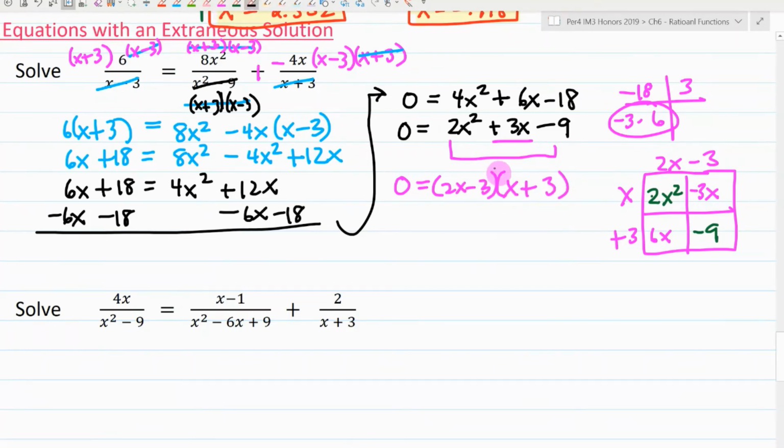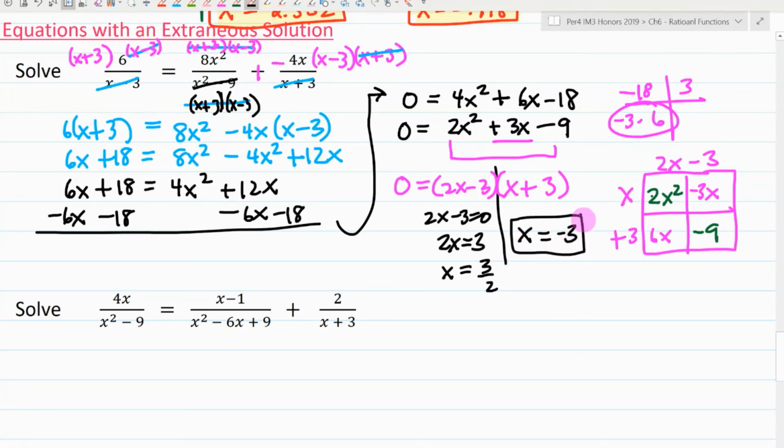Next, I need to solve for x. So I set this equal to 0. So 2x equals 3, divide by 2. And here, x equals negative 3. So I have 2 answers.